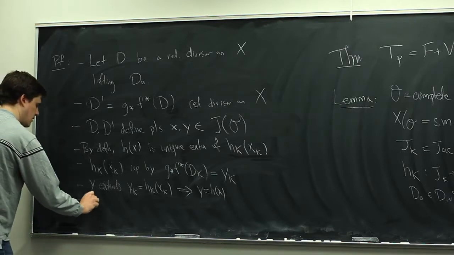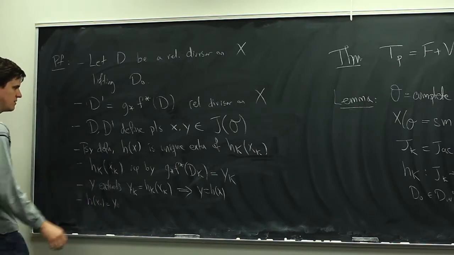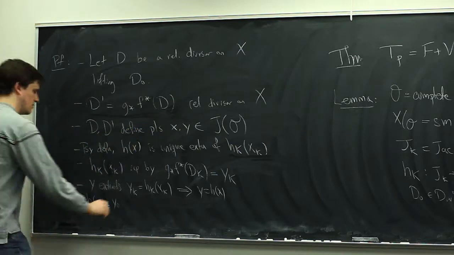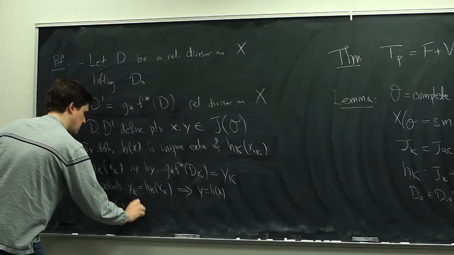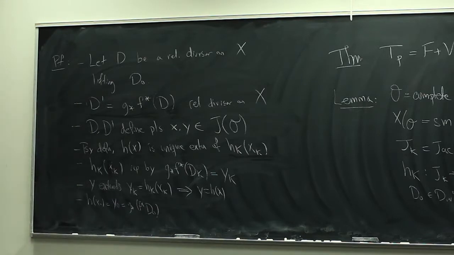And so now if I just pass to the special fiber, we get what we want. So h of x0 is what you would call y0, just the specialization of y to the special fiber, which is equal to g star, f star, d0. Okay?